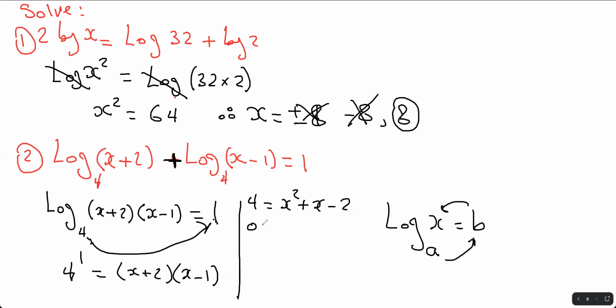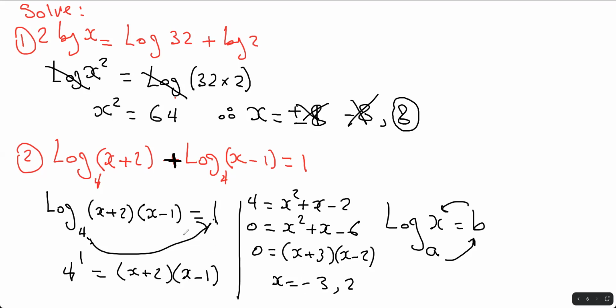Now I move everything to one side, equate it to 0. So I get 0 equals x squared plus x minus 6. All right. And when we get there, now we're going to factor. And when we factor, we're going to get x plus 3, x minus 2. Now x equals -3 and 2.